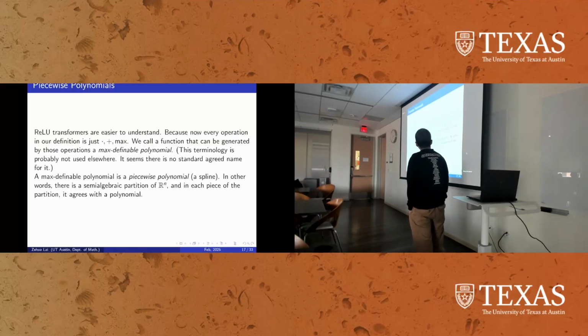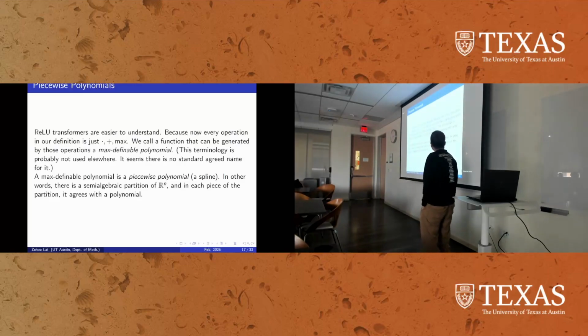If we have a max definable polynomial, it must be a piecewise continuous polynomial. This is also called a spline. So we have a function that you can cut into finitely many pieces, and in each piece it is just a polynomial. The cut is usually not a linear cut, not a linear partition. It's usually a partition by polynomials, so this is called a semi-algebraic partition.